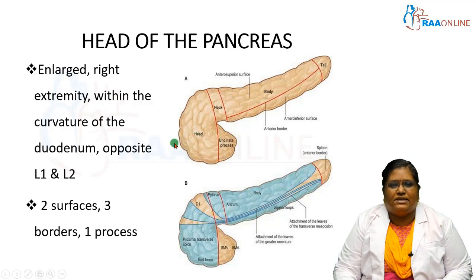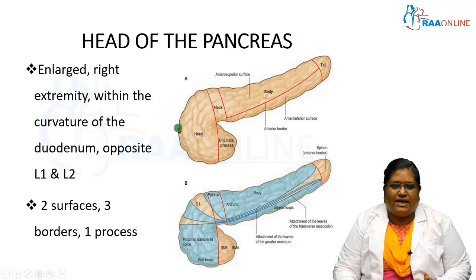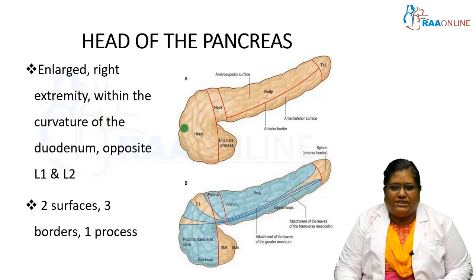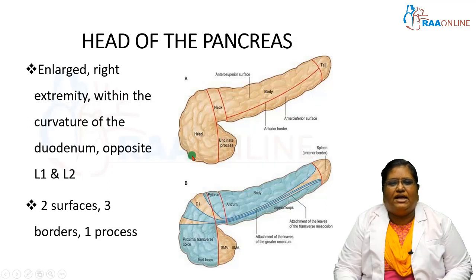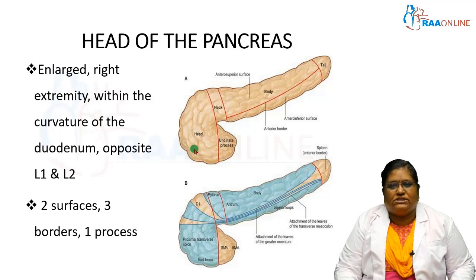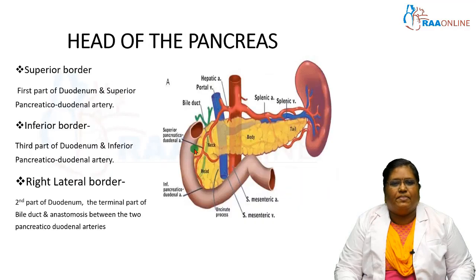The head of the pancreas is an enlarged right extremity within the curvature of the duodenum, opposite to L1 and L2. So what is the location of the head of the pancreas? It is enlarged and present in the right extremity within the curvature of the duodenum opposite to L1 and L2, and it has a process known as the uncinate process. The head has two surfaces, the anterior surface and the posterior surface, and it has three borders and one process. That process is known as the uncinate process.